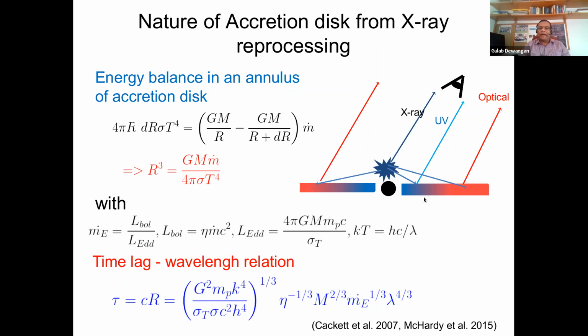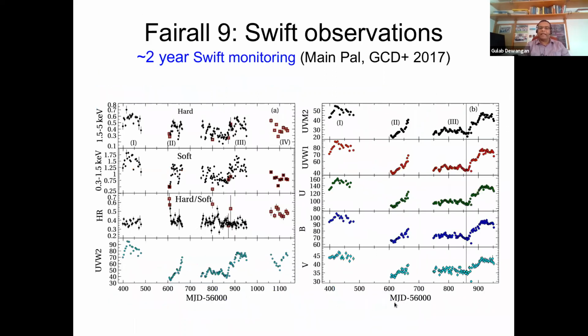And that is why, if we measure the time delay observationally as a function of wavelength, and then look at the relationship, one can then establish that the accretion disks in AGNs are really standard disks. If there is some kind of discrepancy, then one can think of other possibilities.